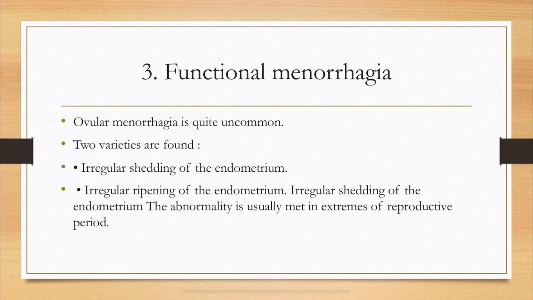Why does the irregular ripening happen? Because of the poor formation and inadequate function of the corpus luteum. Since there is an inadequate corpus luteum, there will be inadequate estrogen and progesterone. The corpus luteum is going to secrete less progesterone, so the support to the endometrial growth is reduced, and slight bleeding will occur prior to the start of the flow. What happens in functional menorrhagia? Irregular ripening of the endometrium. The corpus luteum is inadequate, progesterone and estrogen are low, and the endometrial support is not there, which results in bleeding. Hope functional menorrhagia is clear. Two things happen: irregular shedding and irregular ripening of the endometrium.